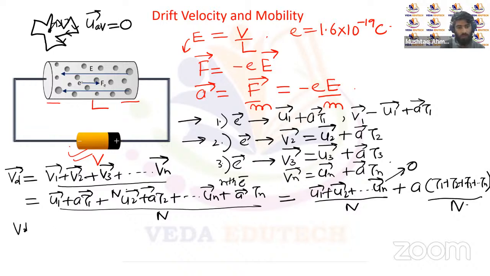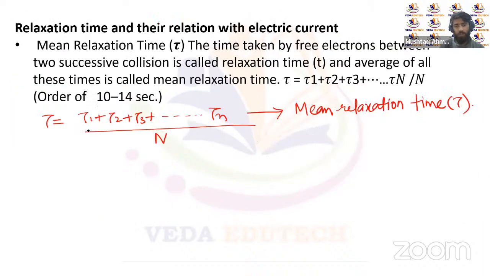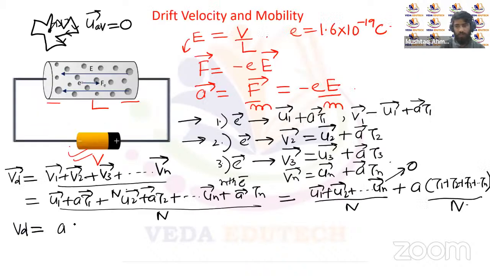So we can write Vd equal to a times tau 1 plus tau 2 plus tau 3 and so on, upon n. We just discussed it: it is nothing but the mean relaxation time. We can write it as a tau. So a is given as eE upon m, and we can write it as eE tau upon m.